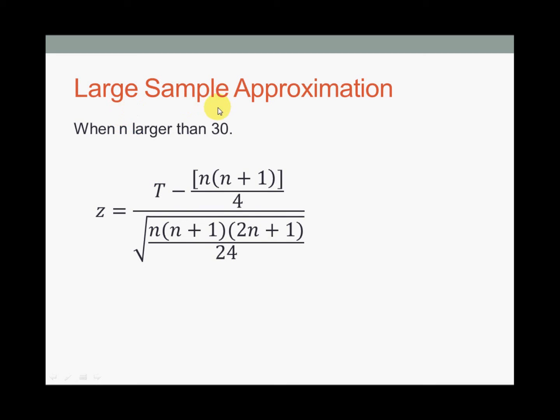This is the formula for large sample approximation. We will use this formula when n is larger than 30. Therefore, z is equal to T minus, in brackets, n multiplied by n plus 1 divided by 4, all over the square root of n multiplied by n plus 1 multiplied by 2n plus 1 over 24.